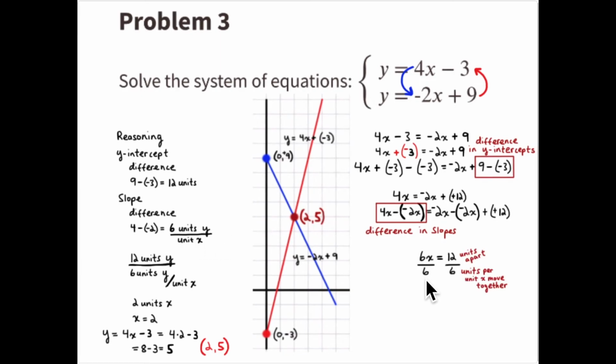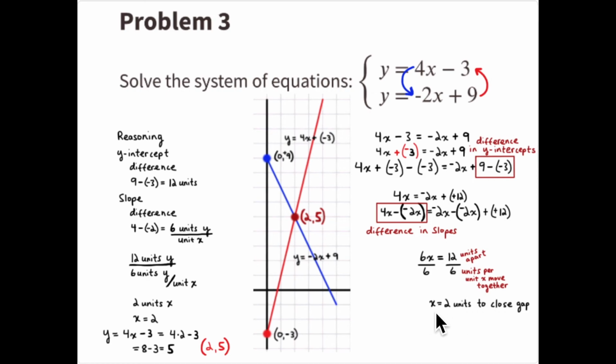So then you divide. How many 6's can I get out of 12? Because this becomes just x. So 6 divided by 6, this is 1, so this becomes x. And now you have 12 units apart. They're moving together 6 units at a time. So how many of those 6 units can I get out of those 12 units? That answer is 2. x equals 2 units to close that gap.